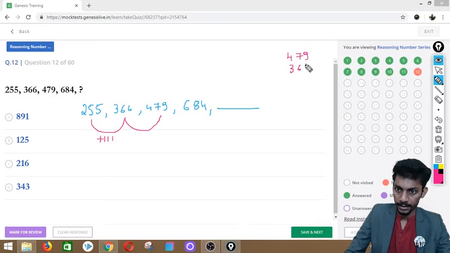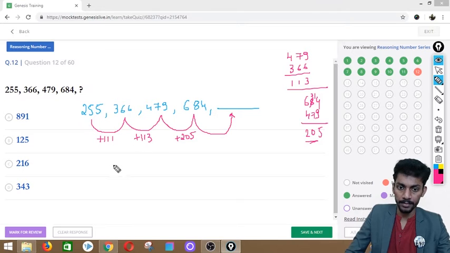366 to 479. What's the difference here? 3, 1 and 1. So it is plus 1, 1, 3. Next, 684 minus 479. What's the difference? The difference is 205. Okay. What is the next step? Now here, what is the difference? Plus 2 is the difference, correct? Here plus 2 is the difference.